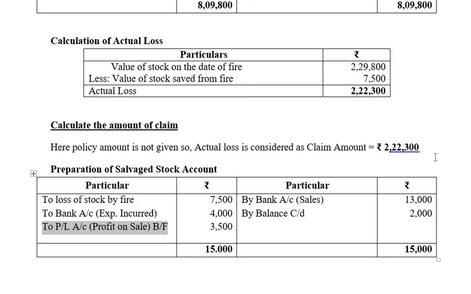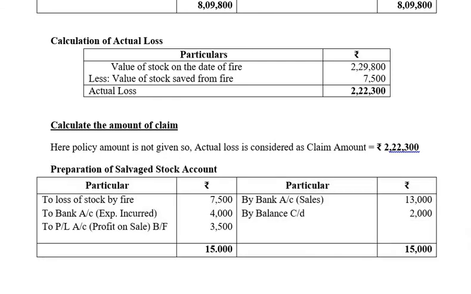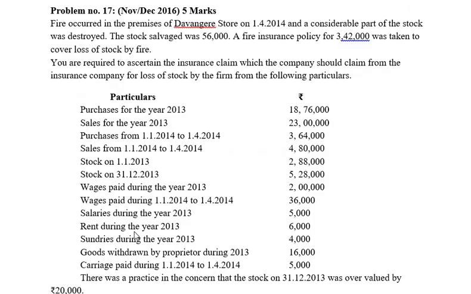So they ask for two things. One is the policy amount, that is 2,22,300. The second one is the salvage stock account. This is the salvage stock account. So let's see the next problem. Next is the 17th problem.